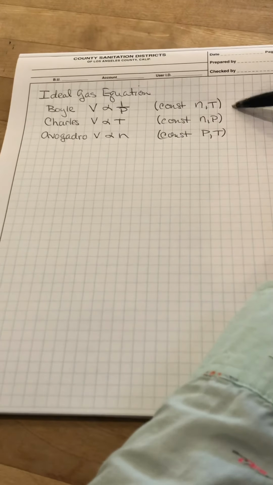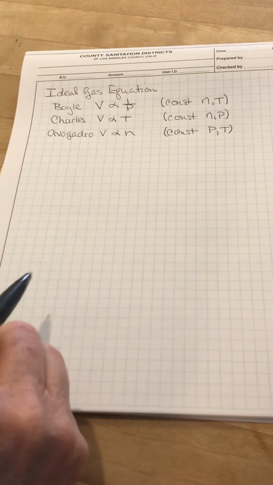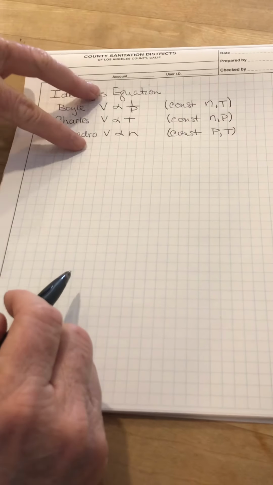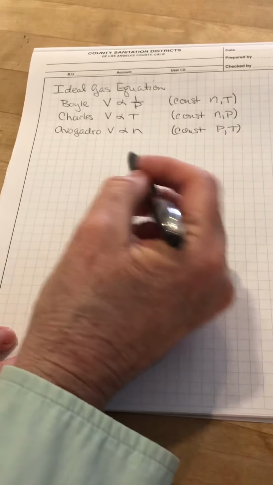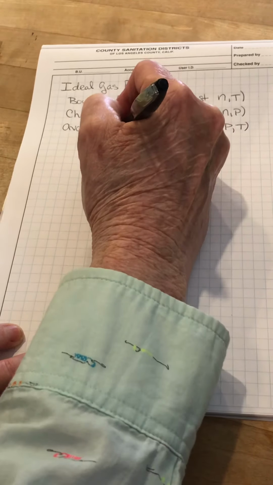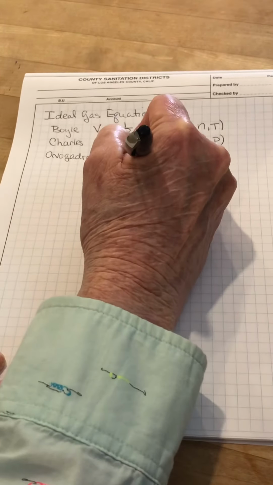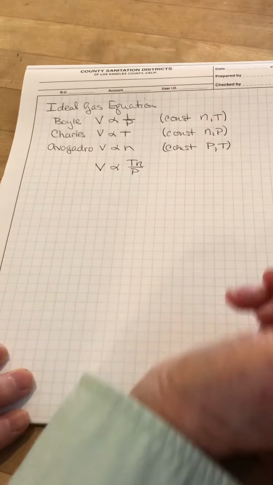And on this side, I've noted the things that have been kept constant. Of the 4 variables, you can play with 2, so 2 have to be constant. If we take these 3 proportionalities, where the lowercase alpha means "is proportional to", and we combine them, we can say that volume is proportional to the temperature times the number of moles over pressure.